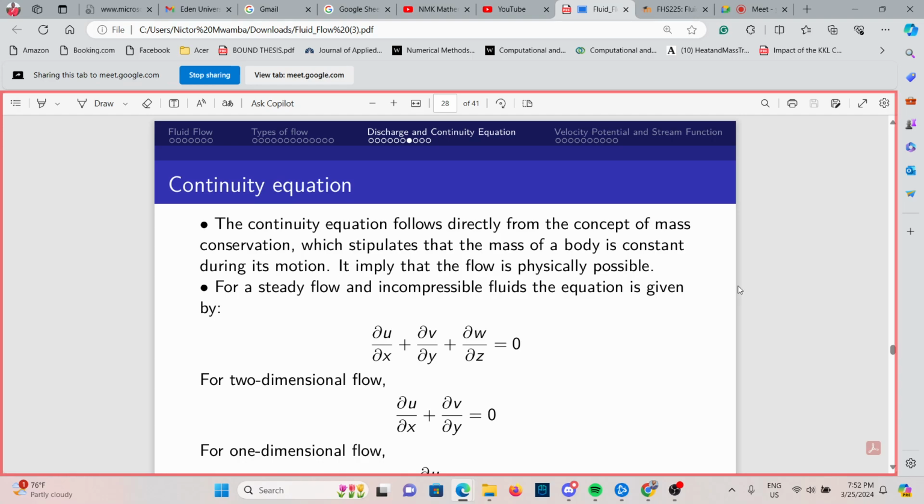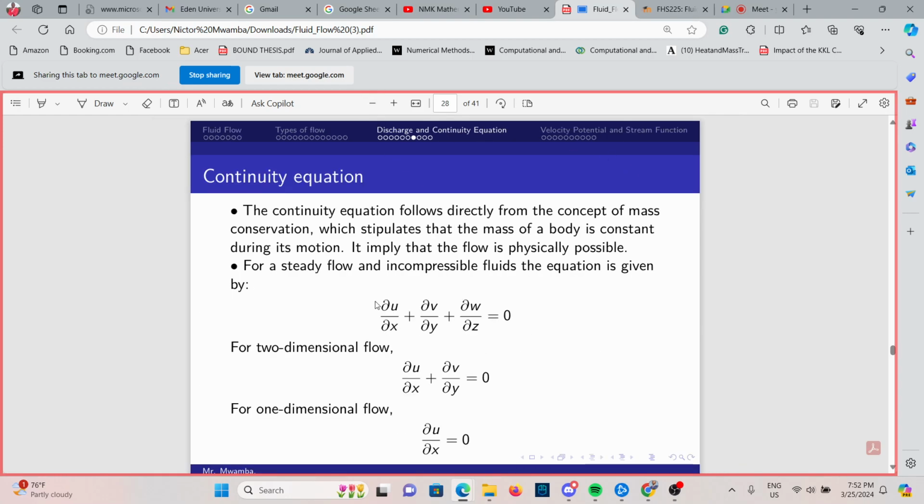Okay, so these equations, the first equation, the second, and the third. The first equation represents the continuity equation in a three-dimensional incompressible fluid flow. The second represents the continuity equation in a two-dimensional incompressible fluid flow, and the last in a unidimensional flow.